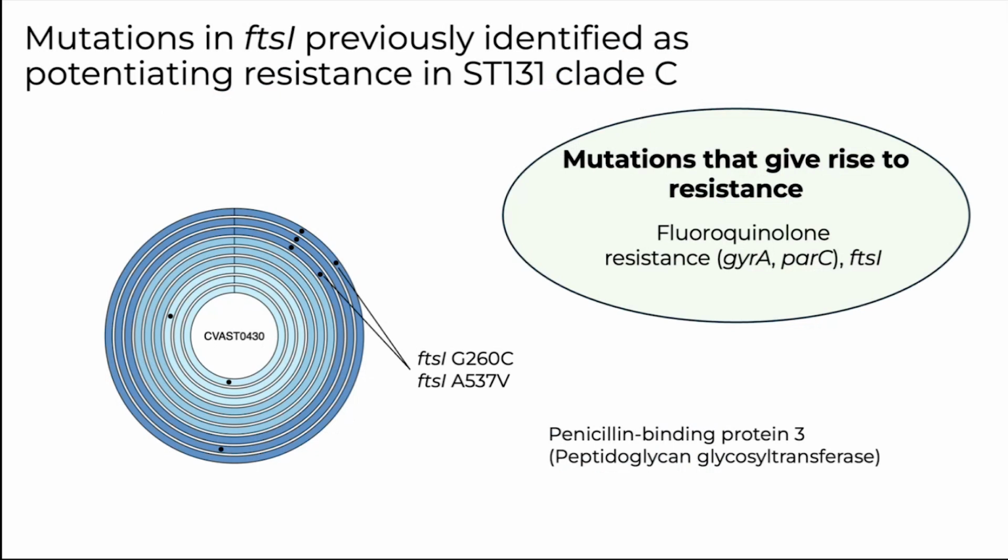If we zoom back in on that particular strain again in the amoxicillin populations, we see two mutations in FTSI as well, a penicillin binding protein that's previously been identified as a potentiating mutation in ST131 clade C, again highlighting this as a potentially really quite important gene.